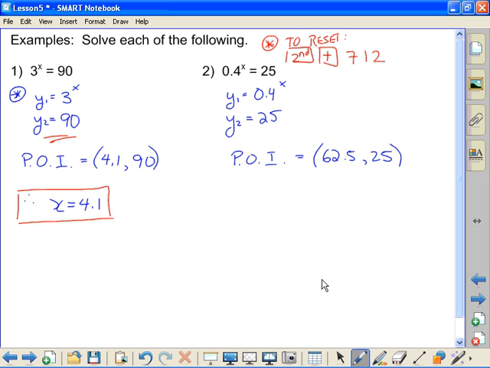Again, you'll notice that the y value is going to match here. The answer we want is the first one. So therefore, x has to equal 62.5 to get this equation to work.